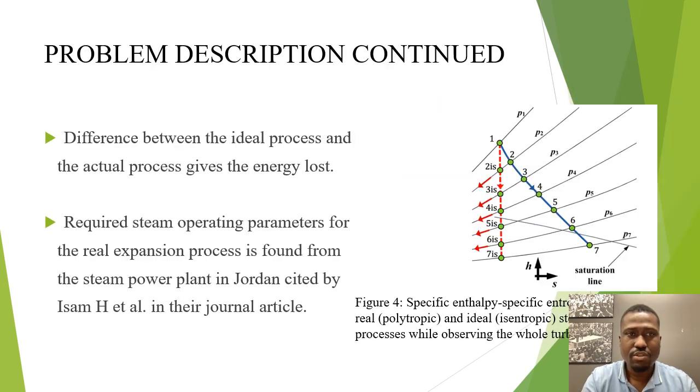The difference between the ideal process and the actual process is going to give us the energy lost in this turbine. As a matter of fact, the real process and the properties in this study are taken from a steam power plant in Jordan, which we made reference to in a journal article.